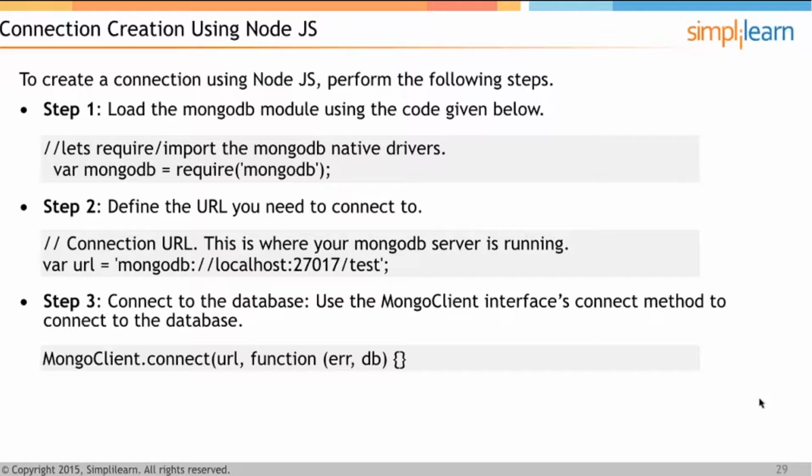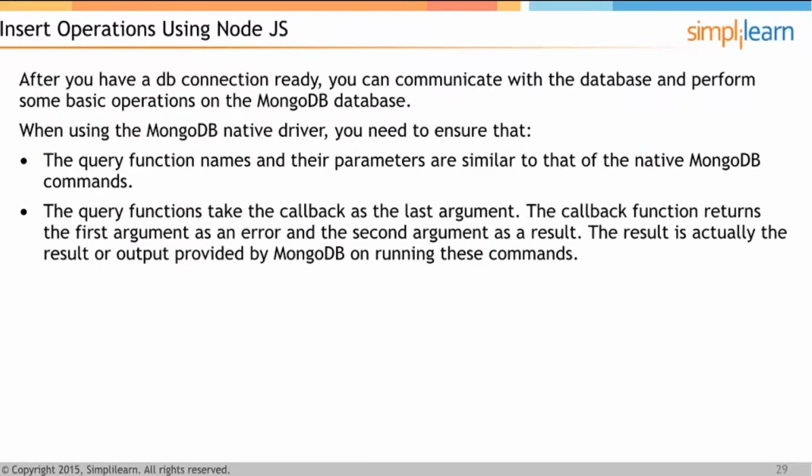And what it passes in the function: the first parameter is error, and the second parameter is db. So again, you will see the function which it returns over here. The first parameter will always be an error, and the second parameter will always be the actual thing which I will get, and that will return the object. So how can we actually do an insert operation using Node.js?